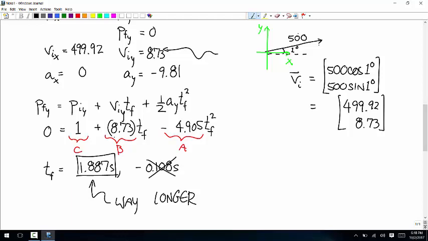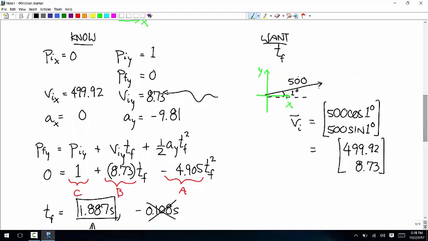But if you're off just a little bit with something going as fast as 500 meters per second, even though you can see the y component is a tiny part of the total magnitude, 8.73 is just a tiny part of 500 meters per second, that's still the same thing as taking an object and throwing it at 8.73 meters per second into the air, which is 20 miles an hour. 20 miles an hour is really small compared to the speed of a bullet, but if you throw something 20 miles per hour up into the air, it takes a while for it to come back down.